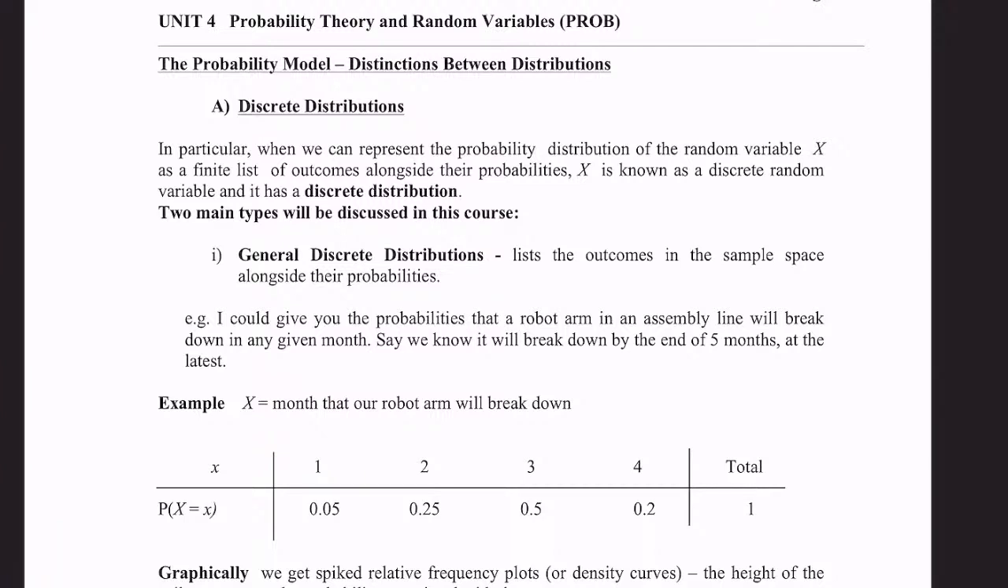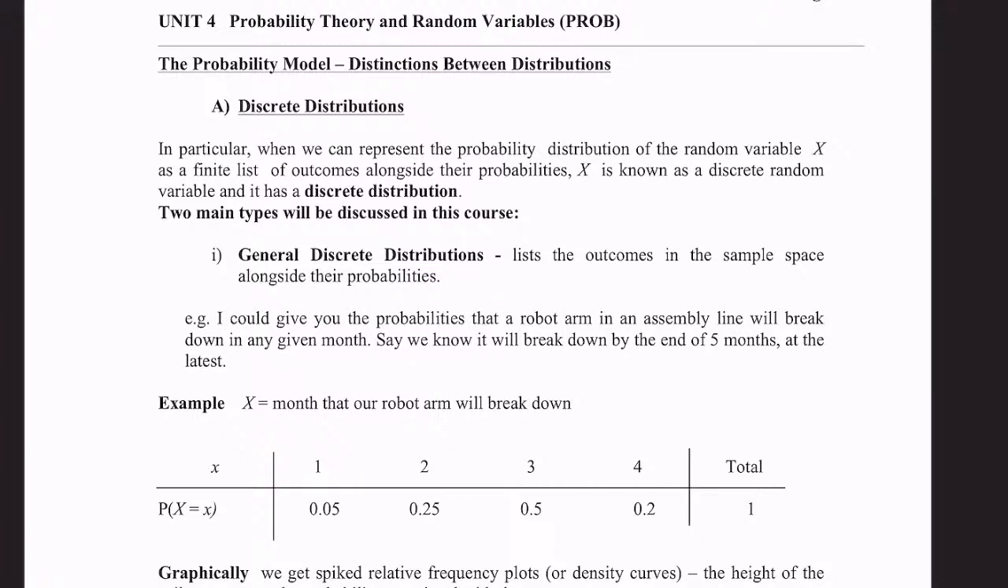A discrete distribution, as we saw last class, is a distribution where I can list the possible outcomes. So here are the possible outcomes for this one. This variable is the month that our robot arm will break down, from this example. We have information only on 4 possible outcomes. It can break down in the 1st month, 2nd month, 3rd month, or 4th month.